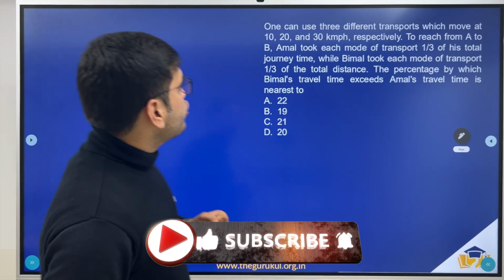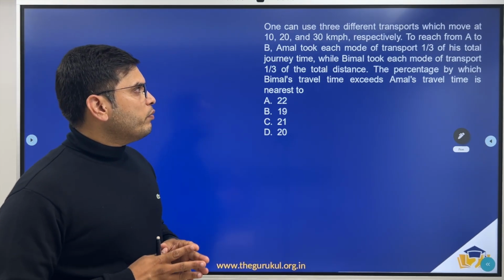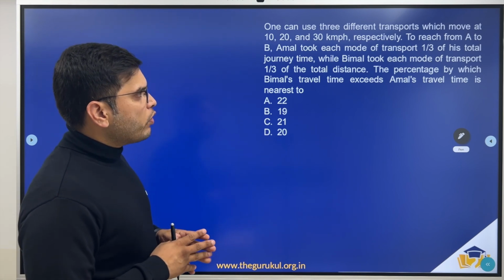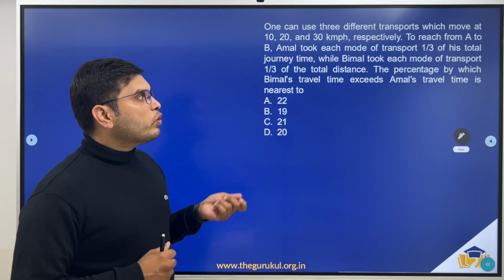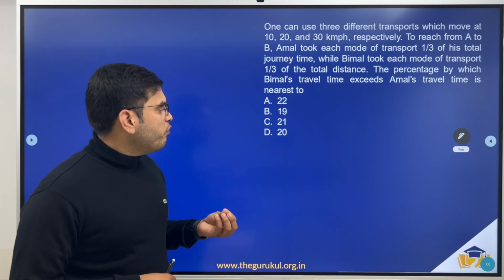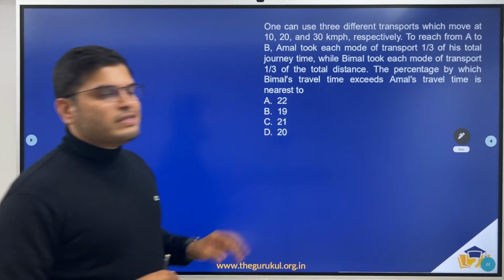Now coming to the last question. One can use three different transports which move at 10, 20 and 30 kilometers per hour respectively. To reach from A to B, Amal took each mode of transport one third of his total journey time, while Bimal took each mode of the transport one third of the total distance. The percentage by which Bimal's travel time exceeds Amal's travel time is nearest to.